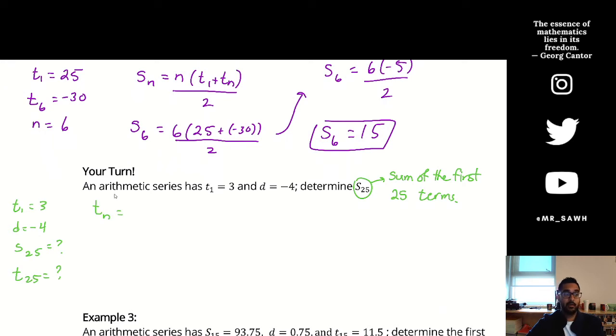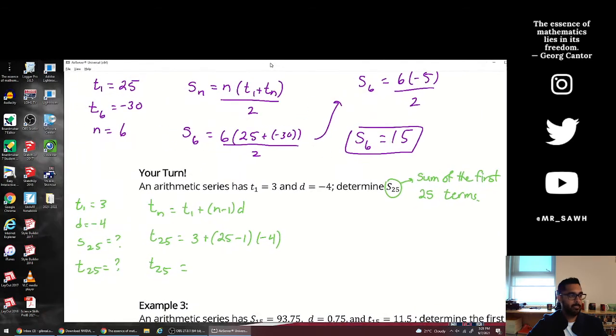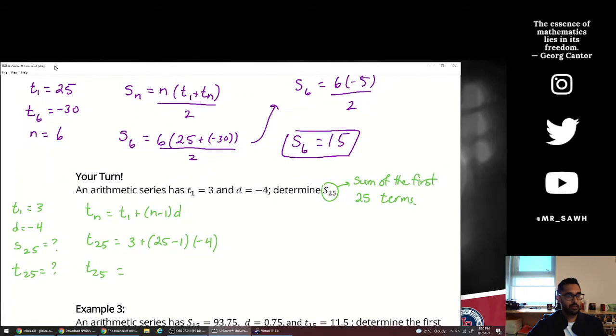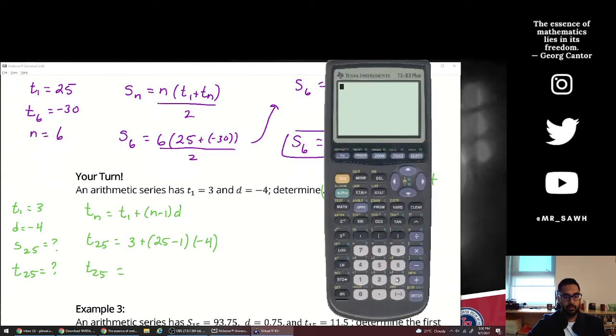And that means, since this is arithmetic, I can use Tn equals T1 plus (n minus 1) times the common difference. So let's go find out what T25 is first and then use it in our series formula. So Tn, that's going to be T25. T1 is 3 plus, well, n is 25, so minus 1, times the common difference, minus 4. So our 25th term has a value of some number, which I don't know at the moment. So let me grab a calculator here. So 3 plus, well, 25 minus 1 is just 24, multiplied by negative 4. So our 25th term is negative 93.